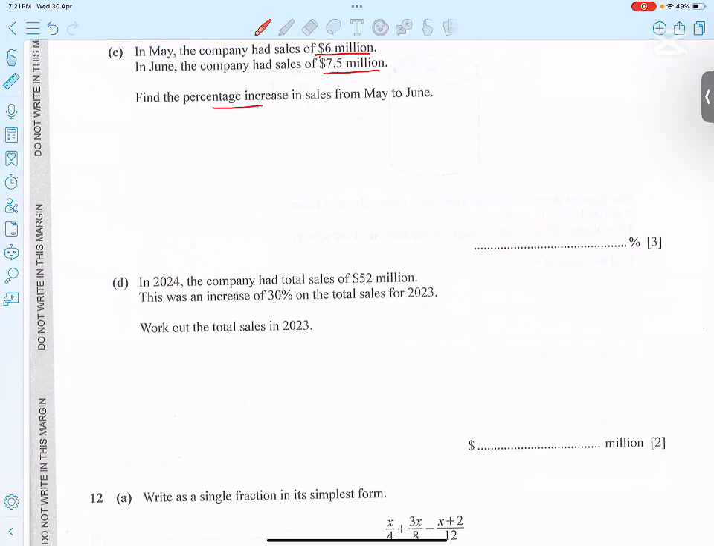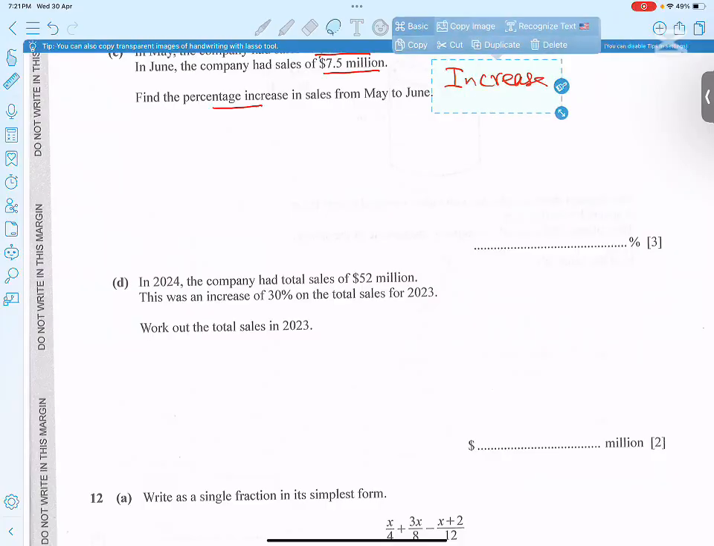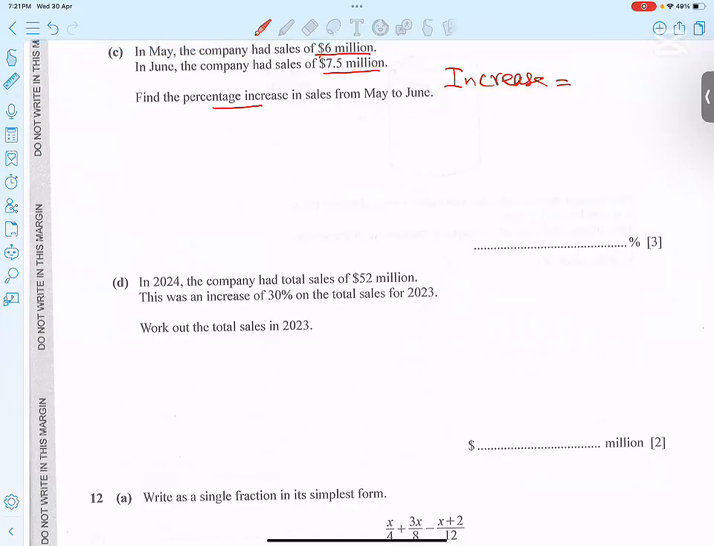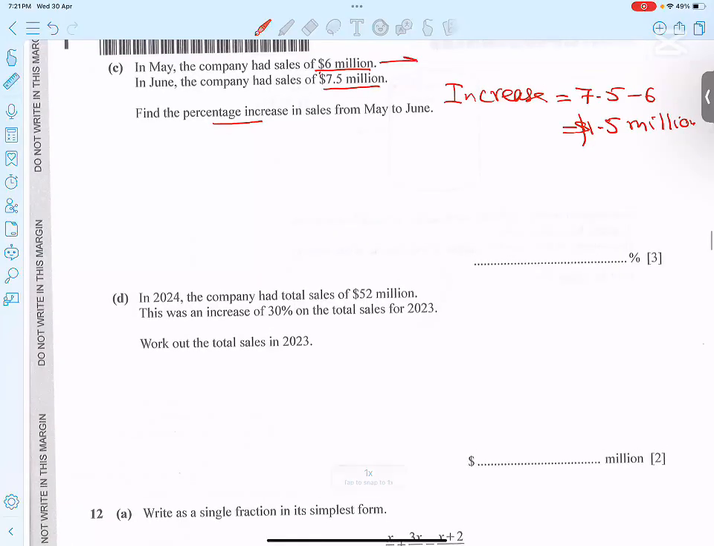So percentage increase. How to get an increase? Increase is not a hard job to do. How to find the increase? For percentage increase, first of all we find only the increase. So 7.5 million minus 6 million. It means I got 1.5 million. So a 1.5 million increase is there in dollars. Now students, we need to find the percentage. So which is the original? 6 million is the original.